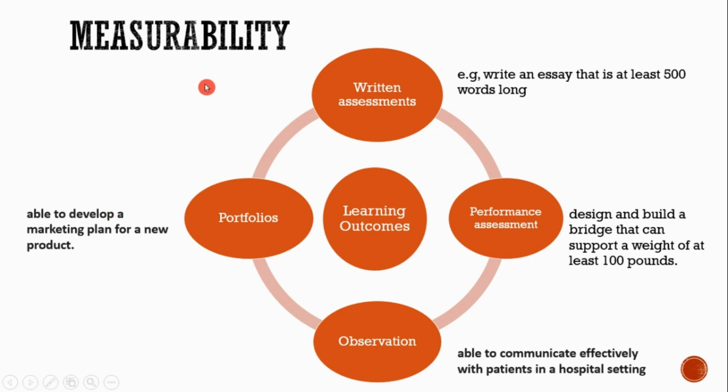Portfolios: an example is being able to develop a marketing plan for a new product. Probably you can see the verb that has been used is develop. So you probably want to actually see evidence that a marketing plan is developed.